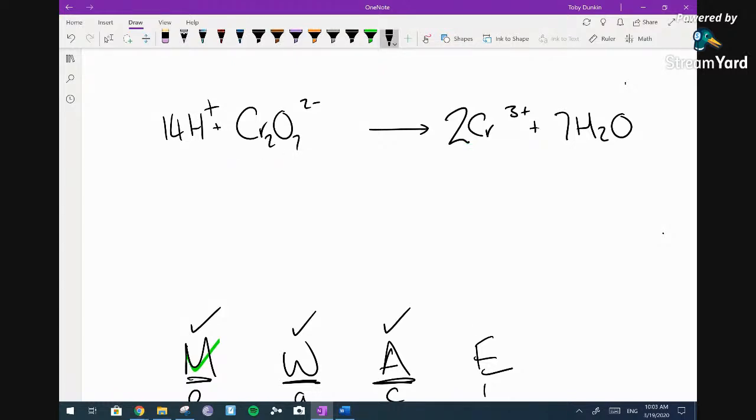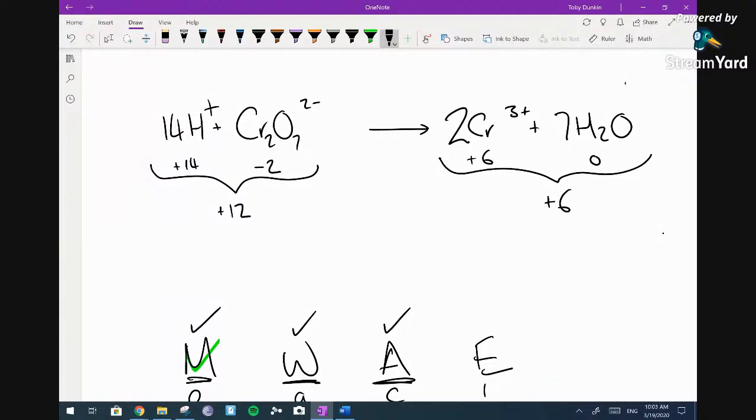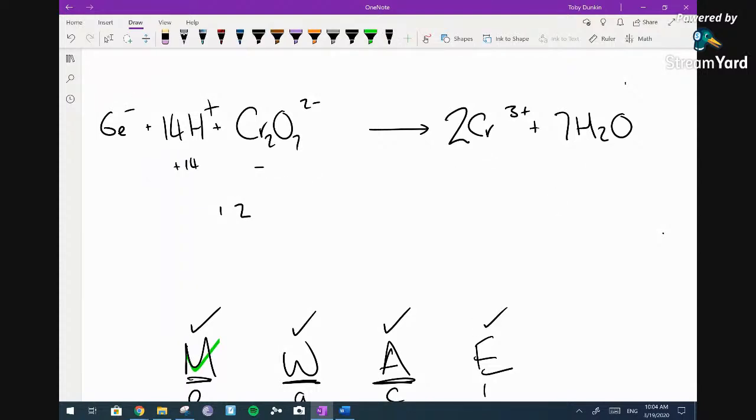Now I need to do my electrons for charge. Right, so what's the charge over here? I have plus 14 from the hydrogens, but I have minus 2 from the dichromate. Overall charge is plus 12. On this side, I have plus 6 from the chromiums and 0 from the waters, so that's plus 6. I can only ever add electrons, so I'm going to be adding electrons to bring this side down. I'm going to add 6 electrons to that side, and there is my balanced half equation for what is causing the color change. It's quite nice, that.